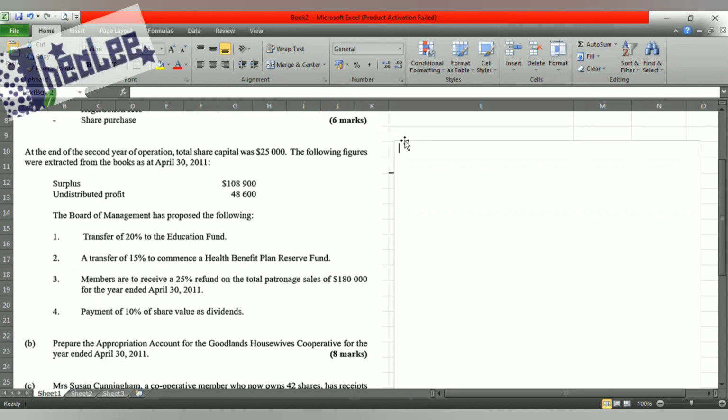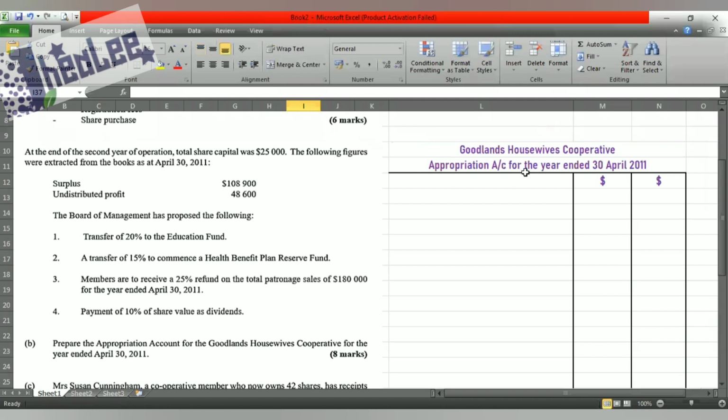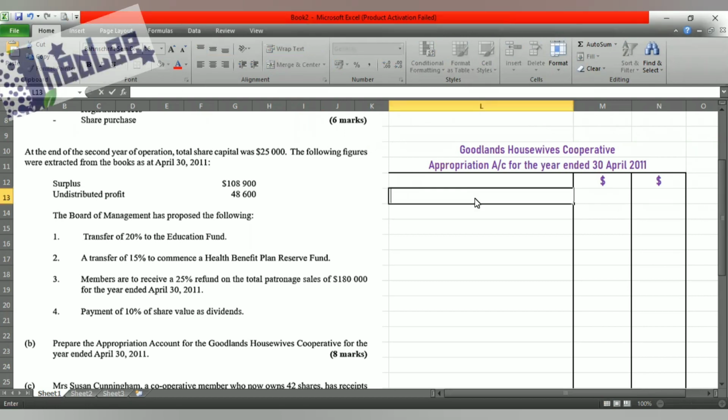So we're going to proceed to do that. As usual, your title must be written because you have to indicate what you're basically preparing. And we're preparing Goodlands Housewives Cooperative appropriation account for the year ended April 30th, 2011. Having prepared the income and expenditure account and ascertained the surplus, this question is testing your knowledge on the preparation of the appropriation account for the cooperative.